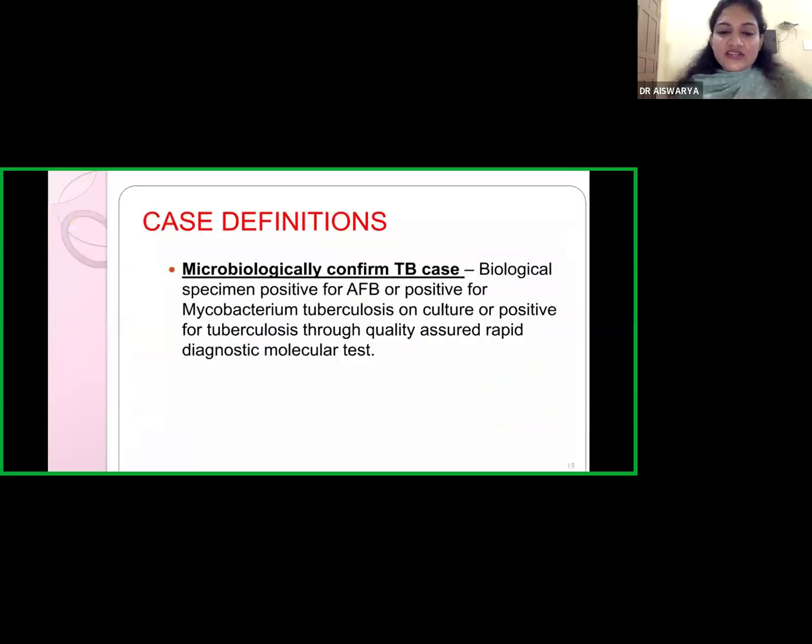Coming to the case definitions, TB patients can be broadly divided into 2 categories. One is the microbiologically confirmed TB patient. Next is the clinically diagnosed. Who is called a microbiologically confirmed TB patient? Any patient whose smear examination is positive, or culture for Mycobacterium tuberculosis is positive, or who is positive with a rapid molecular diagnostic test. For rapid molecular diagnostic tests, we know recently CBNAAT and TrueNat, these are all NAT tests. So any patient with a positive specimen by any of these, we call a microbiologically confirmed TB patient.